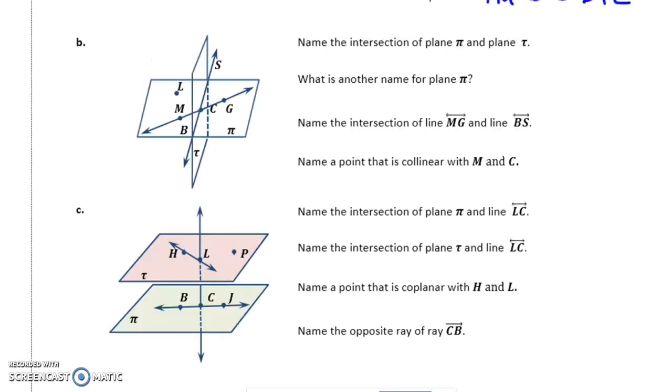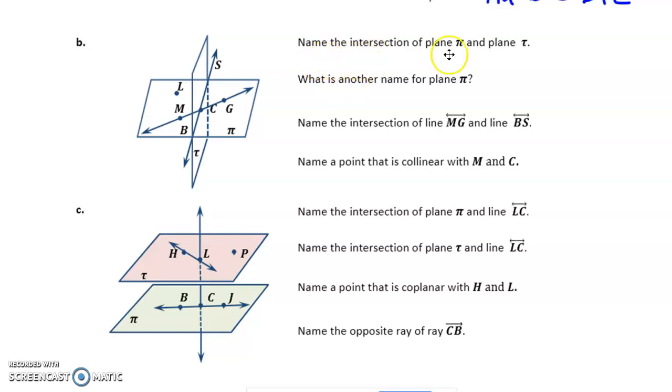Let's look at all the problems for B. Let's not do that. We're going to name the intersection of plane pi and plane I. We did that yesterday, and we said it was the line, either line BS or SB, however you want to write that. But it has to be written like that. Remember, we only use 2 letters to name a line.